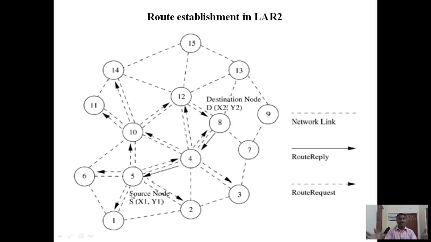It floods the information. Whenever the source wants to communicate with the destination, it first sends the route request message, and these messages are flooded. Flooding means passing to all the other nodes surrounding that source node. In that manner, we are establishing the route in location aided routing.